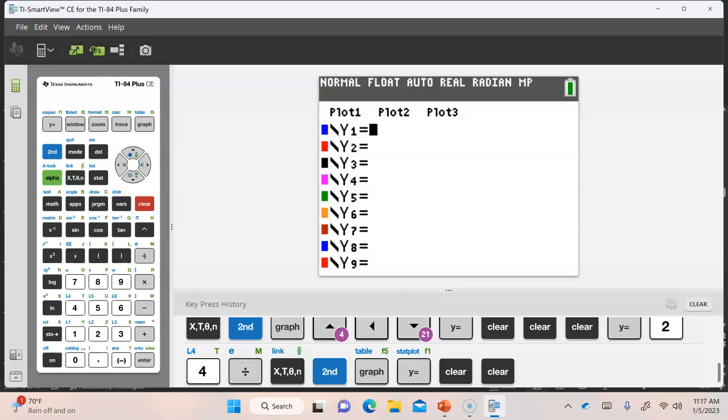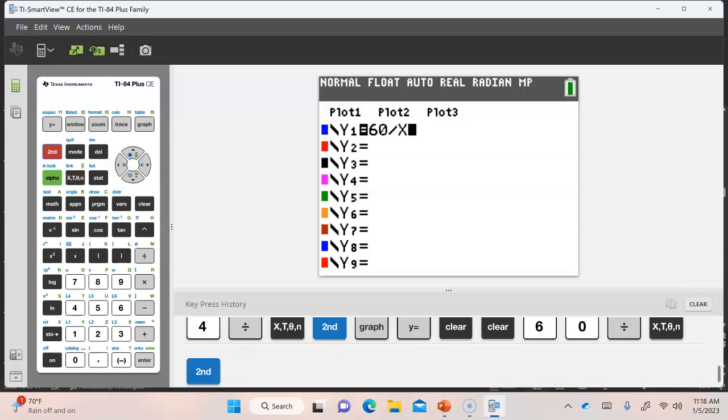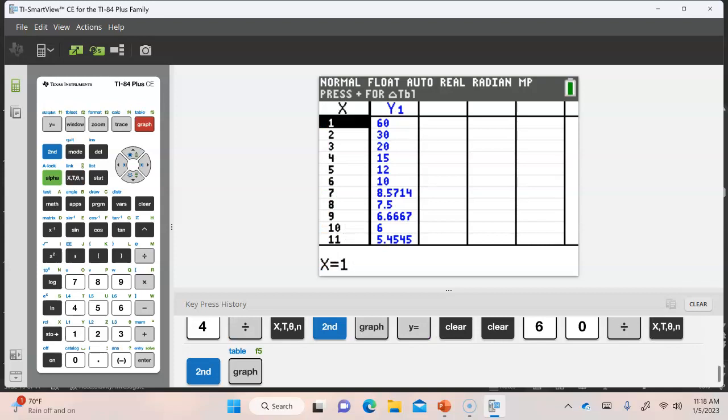So, the number you want factors of. In this case, we want factors of 60. Type 60. Then, divided by x. So, whatever you want factors of, divided by x. I'm literally pointing at it. It's right here. Once you've got that, you want to go to the table. So you're going to press second and then graph. And that'll open up the table.